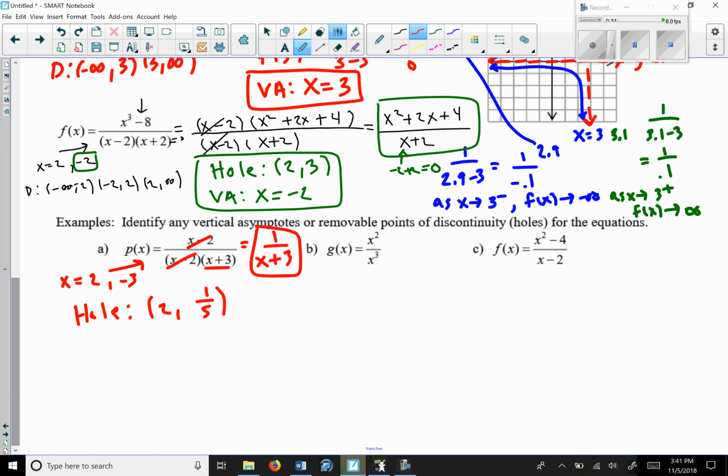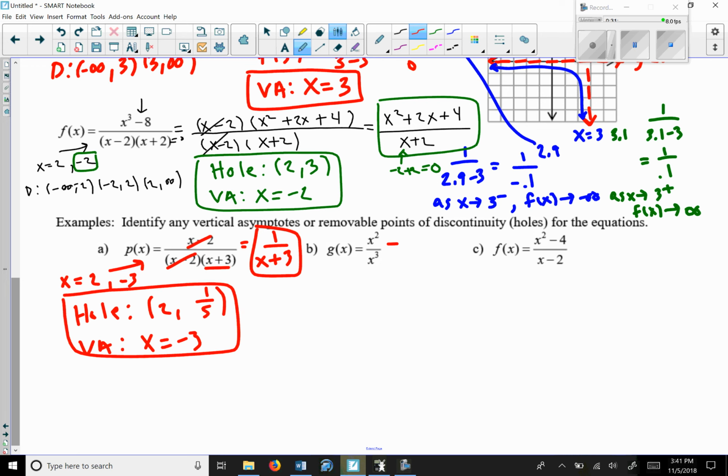Then if I look at x equals -3, when I plug -3 in for x, -3 plus 3 is 0, and we have 1 over 0, which makes my denominator 0, which means that at -3 we have a vertical asymptote. And that's the difference. So let's go ahead and look at the next one.